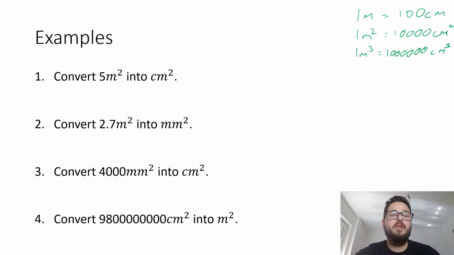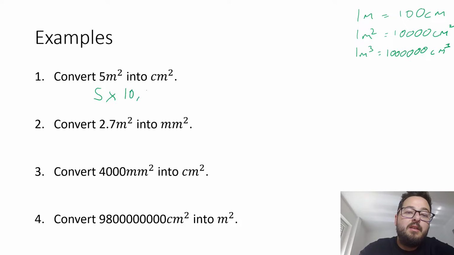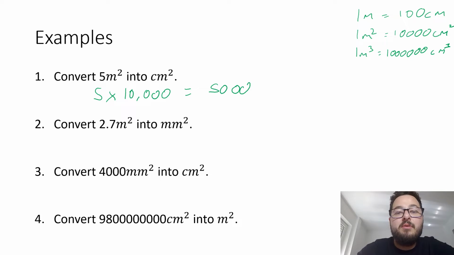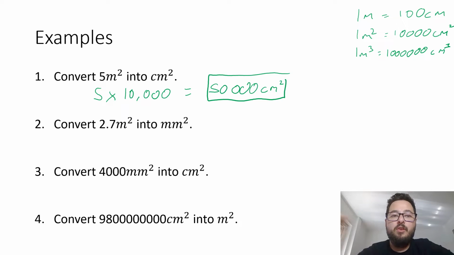Alright then, so 5 metres squared is going to be, well, we just need to times it by this 10,000. So 5 times 10,000 is going to be 50,000 centimetres squared. Alright, number 2, we want to convert 2.7 metres squared into millimetres squared. Okay, so we're going to need a slightly different conversion here. So let's just write a new one.